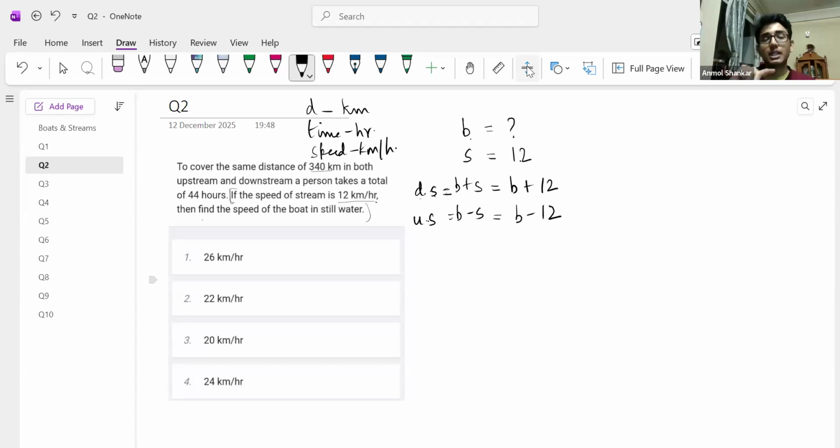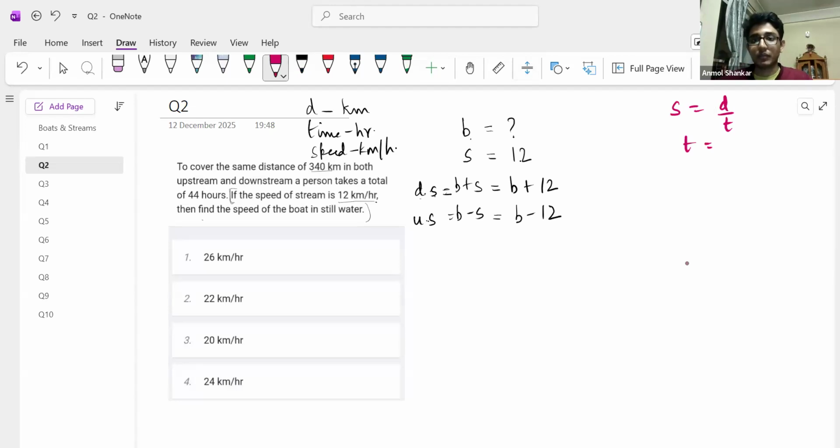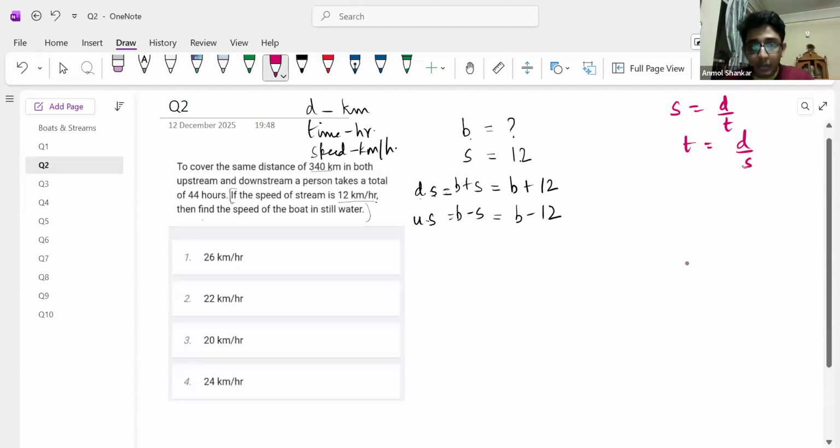Out of 44 hours, how much time is taken to go upstream, plus how much time to go downstream; adding both gives the total time. Now, is time equal to distance by speed or speed into distance? Speed is equal to distance by time, so time is equal to distance by speed. Very good. So total time is equal to upstream time plus downstream time.